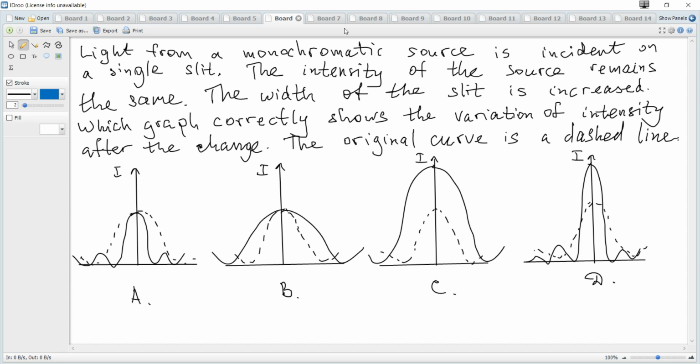Light from a monochromatic source is incident on a single slit. The intensity of the source remains the same. The width of the slit is increased. Which graph correctly shows the variation of intensity after the change? The original curve is the dashed line.